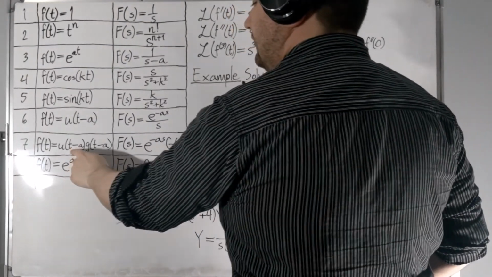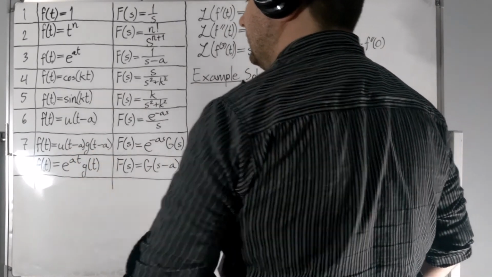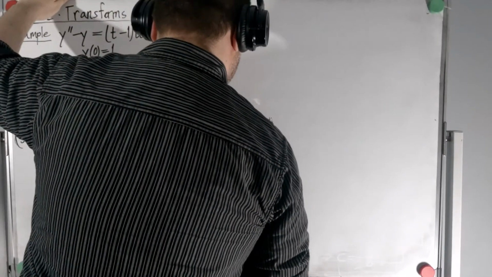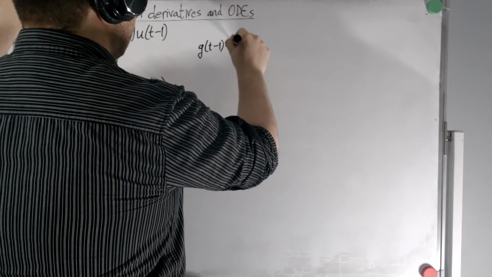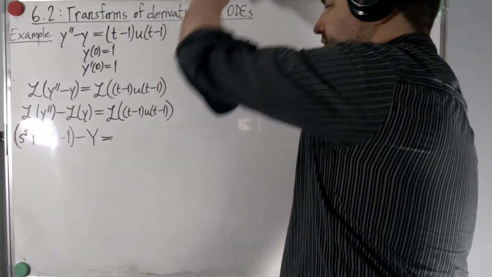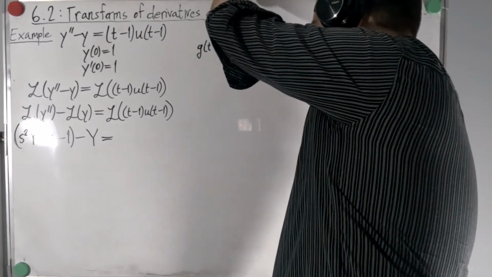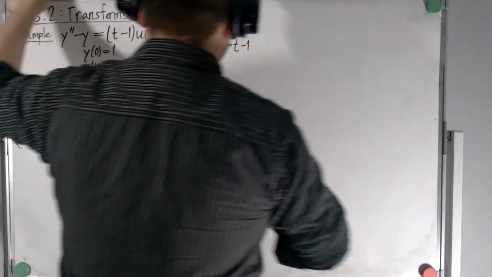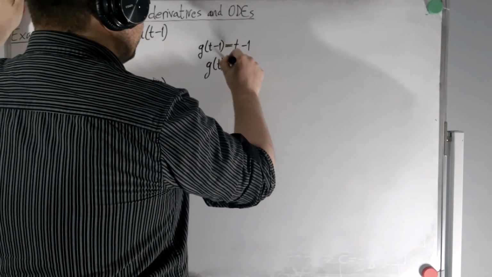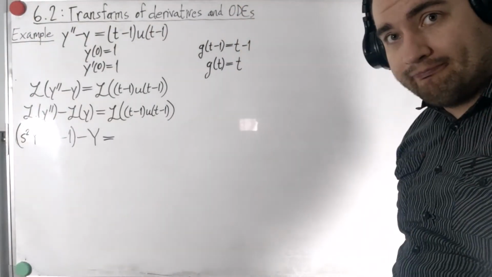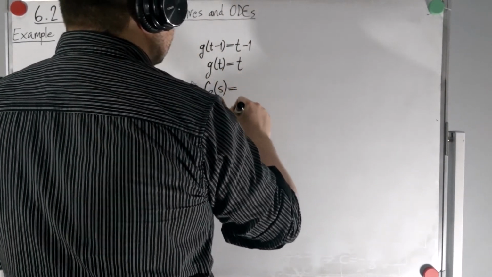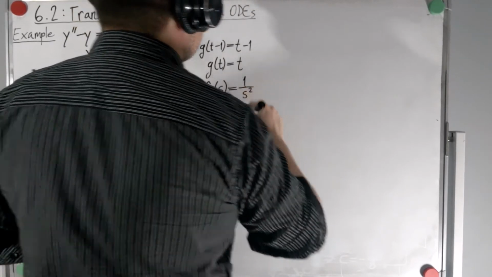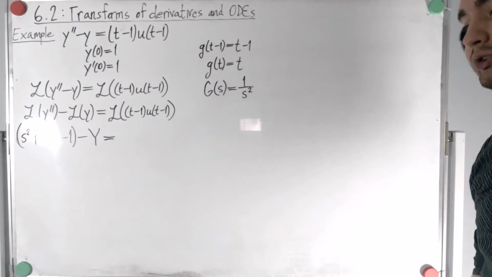So let's take a look at our table. We have (t minus 1) u of (t minus 1). Let's understand that in this case, lowercase g of (t minus 1) is just t minus 1. That means that g of t is just t. The Laplace transform of that, capital G of s, is going to be 1 over s squared, if you just look at rule 2 in the table.